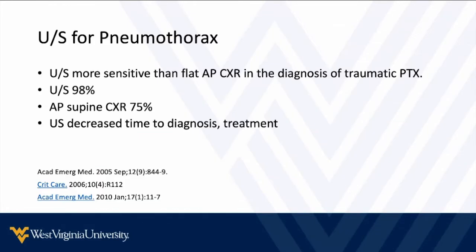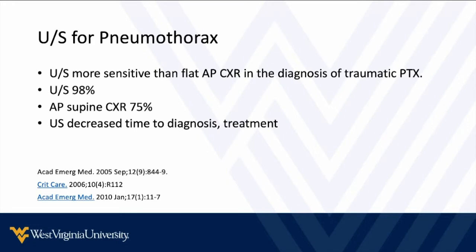So again, talking about the evidence behind this a little bit, the supine chest x-ray in the trauma patient, especially when they've got the backboard and things behind them, is really not that sensitive for pneumothorax. Ultrasound is far superior in sensitivity than that AP supine chest film, 98 versus 75%. And in multiple studies now, this has been duplicated. Ultrasound for pneumothorax decreases the time it takes to make the diagnosis and decreases the time to treating the pneumothorax. So this should be a standard thing.